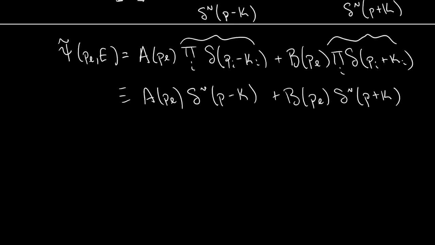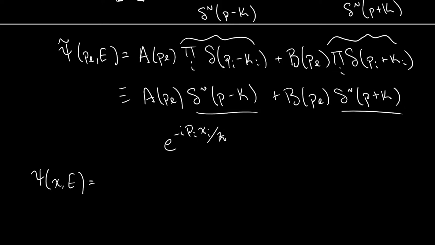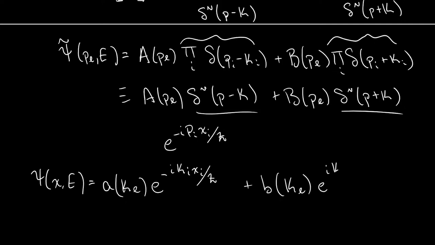And when we Fourier transform, these delta functions just replace the p's in my e to the minus i p_i x_i over h bar. I just replace the p_i's with the kappas. And I get something which looks like A(kappa) e to the minus i kappa_i x_i over h bar plus B(kappa) e to the i kappa_i x_i over h bar. Exactly what we might expect. These are just plane wave solutions.